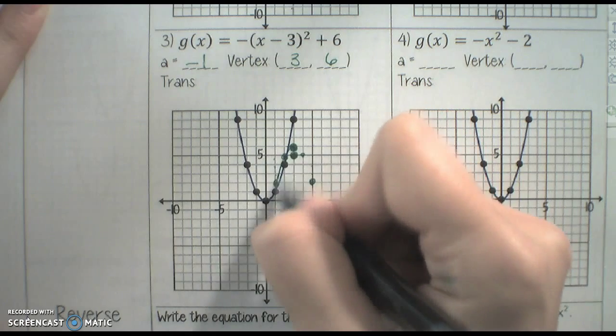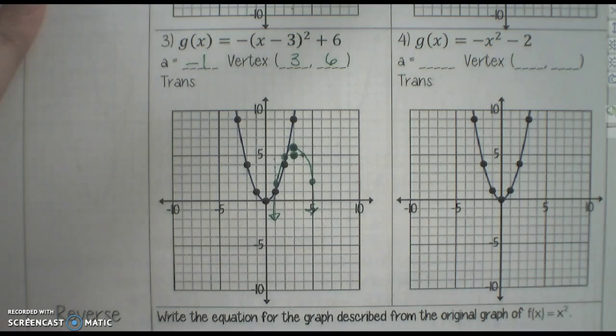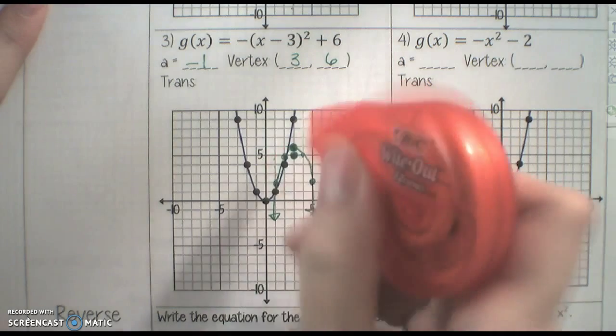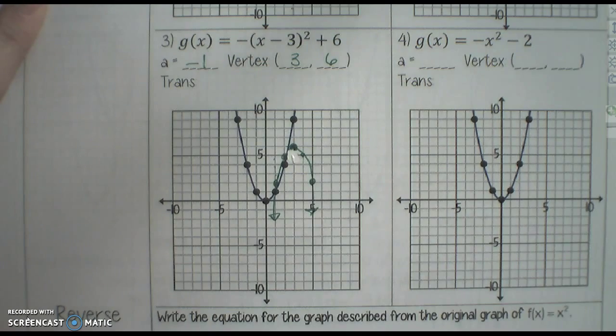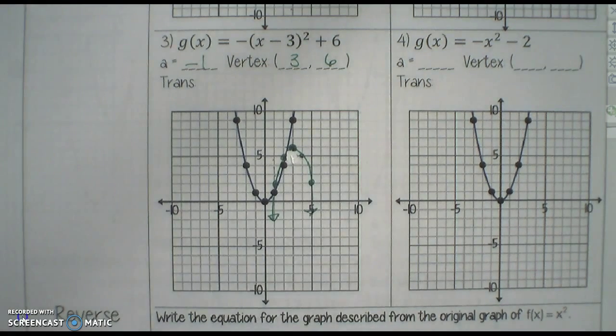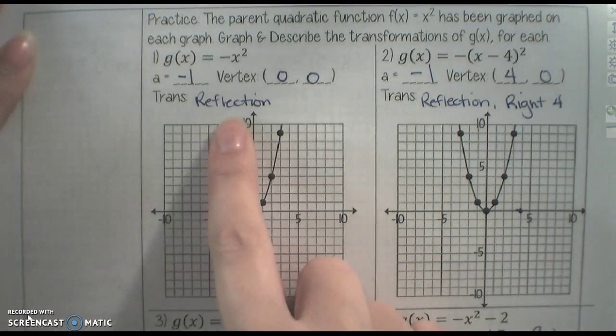And then we're going to draw our U shape. So ignore this little dot right here. There we go. All right, try those other two on your own. Check when you're ready. All right, so as we're checking these, I'm also going to go back and talk about the transformation that took place.